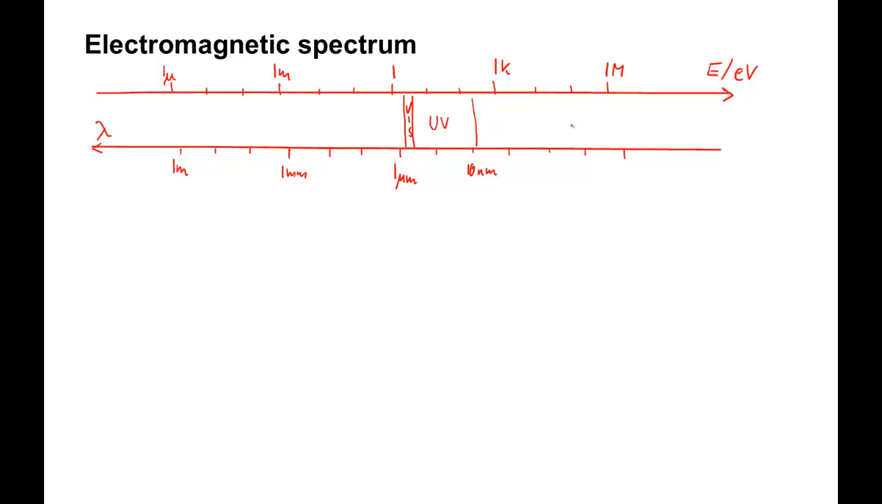Between about 10 nanometers and 10 picometers, we speak of X-rays. They can be either soft, if they're near the UV range, or hard, if they're at the high energy limit. Energies above 10 picometers, or about 100 electron volts, are called gamma rays. These are emitted by many radioactive nuclei.